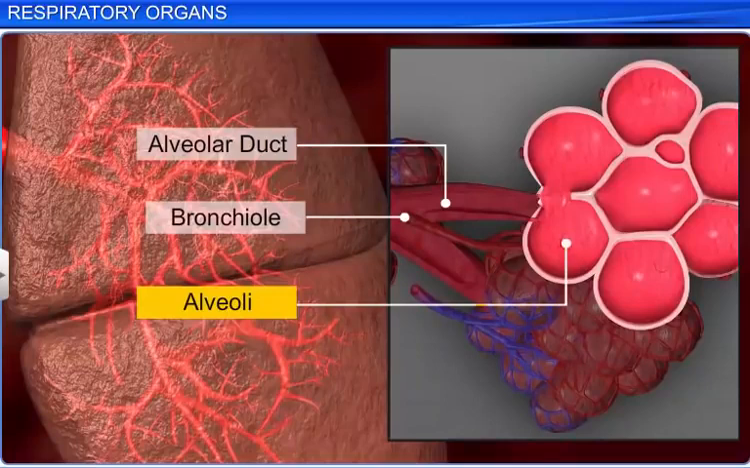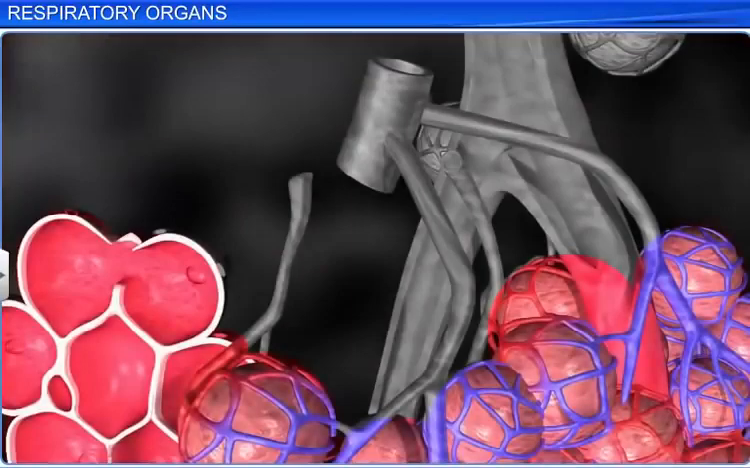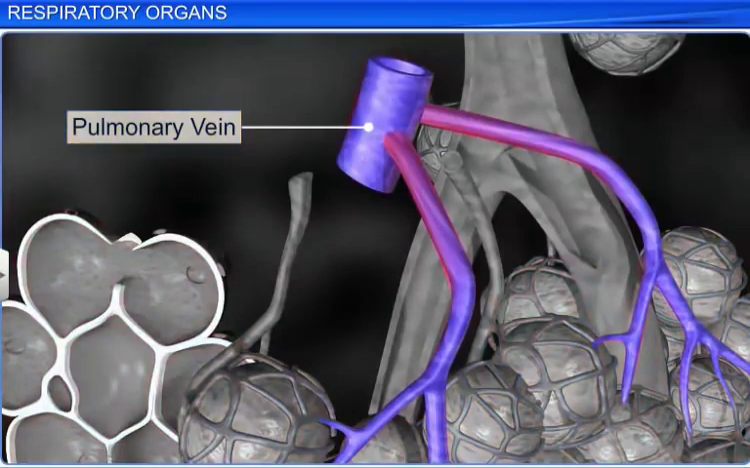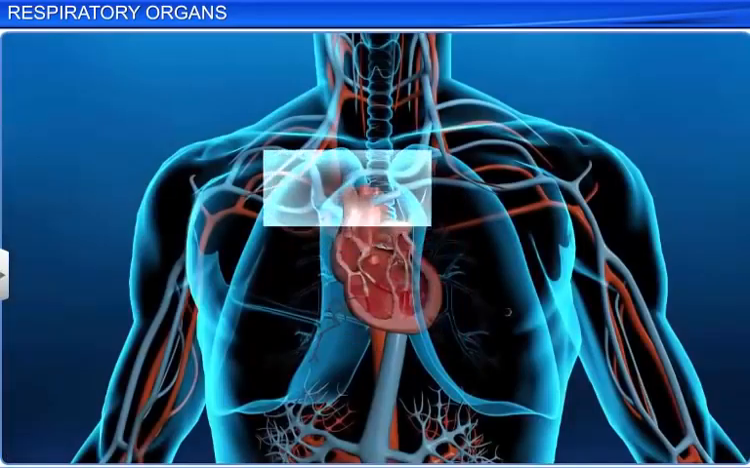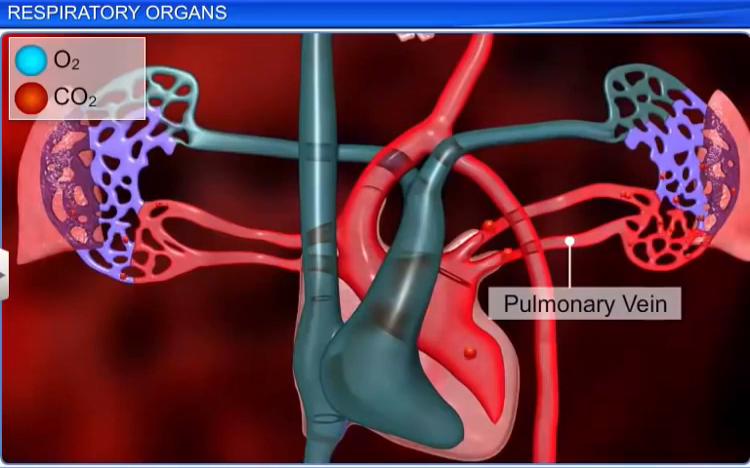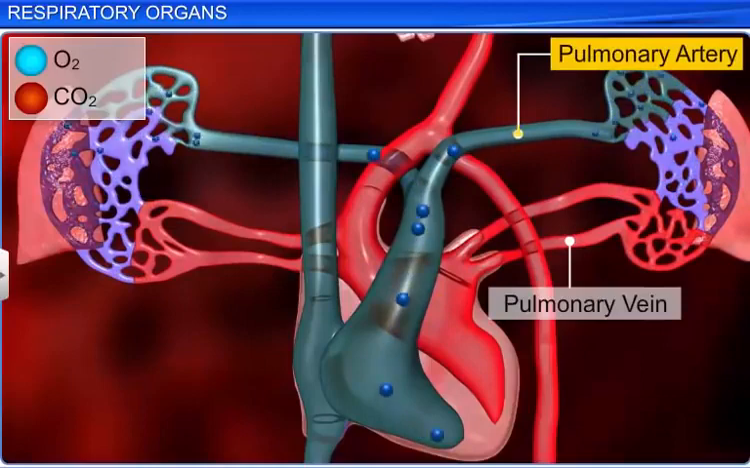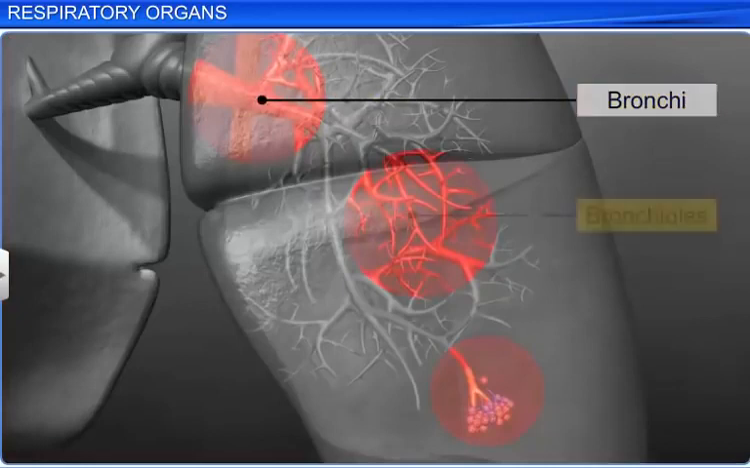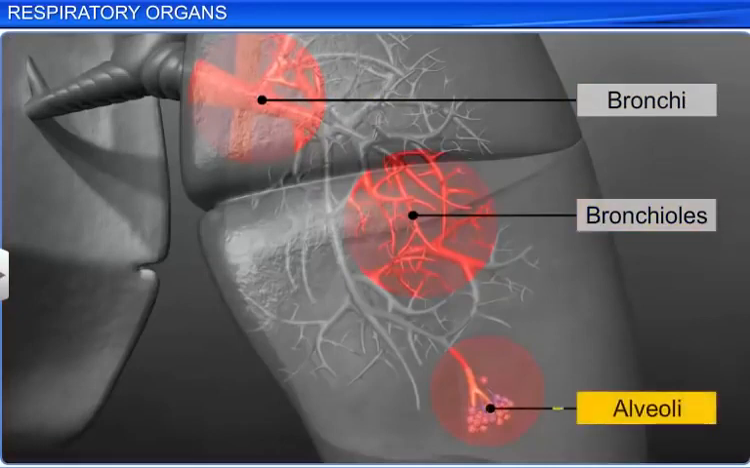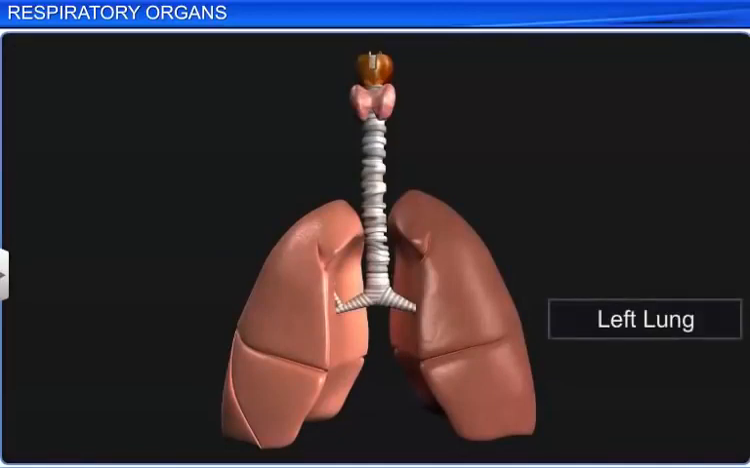An average adult's lungs contain about 600 million alveoli. Each alveolus is covered by thin and fragile blood capillaries, which combine to form the pulmonary vein. The pulmonary vein carries purified blood to the heart, and from the heart, the pulmonary artery carries impure blood to the lungs. Bronchi, bronchioles, and alveoli form a part of a pair of lungs, the left lung and the right lung.